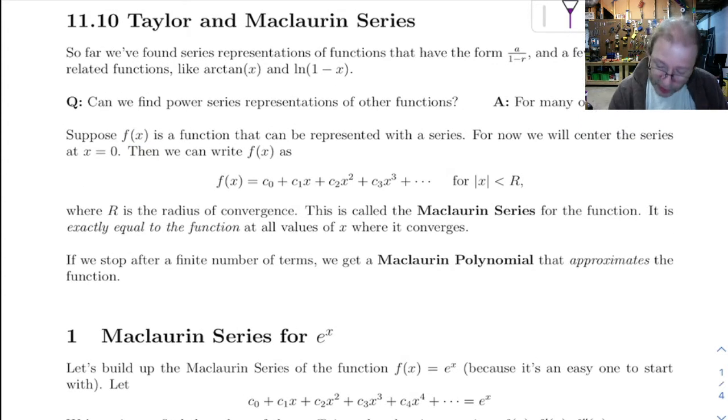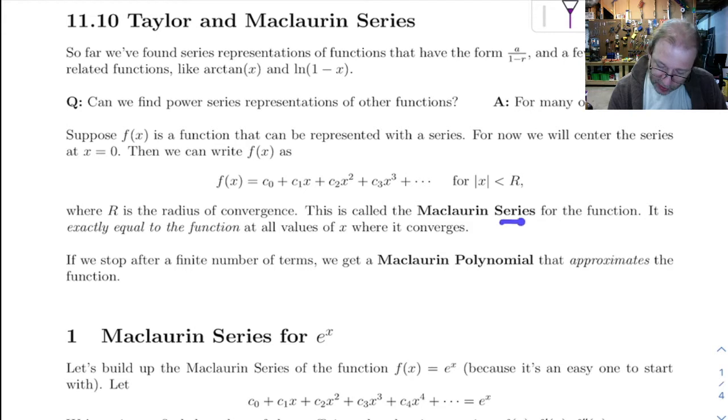For now, we're going to center the series at x equals 0, and we can write this function out as the series f of x equals coefficient 0 plus coefficient 1 times x, plus coefficient 2 times x squared, and so on. And this equality holds whenever x is within the radius of convergence away from 0. And this is called the Maclaurin series for the function. The Maclaurin series is exactly equal to the function at all values where x converges.